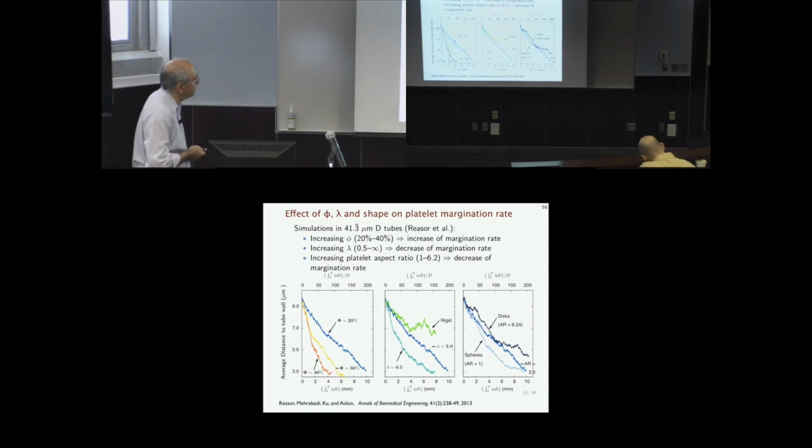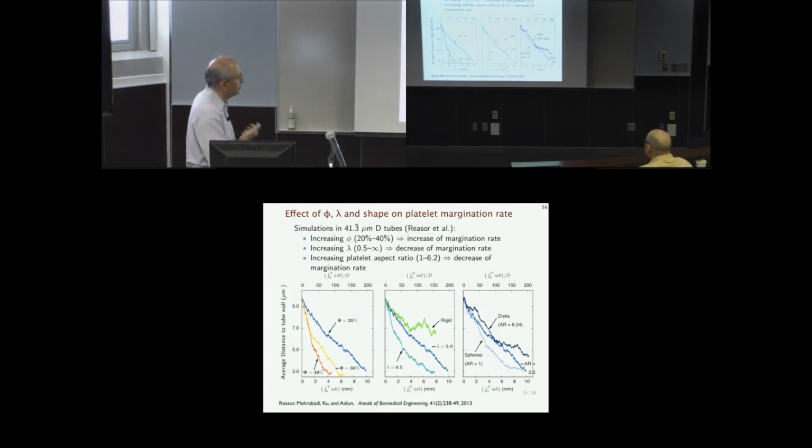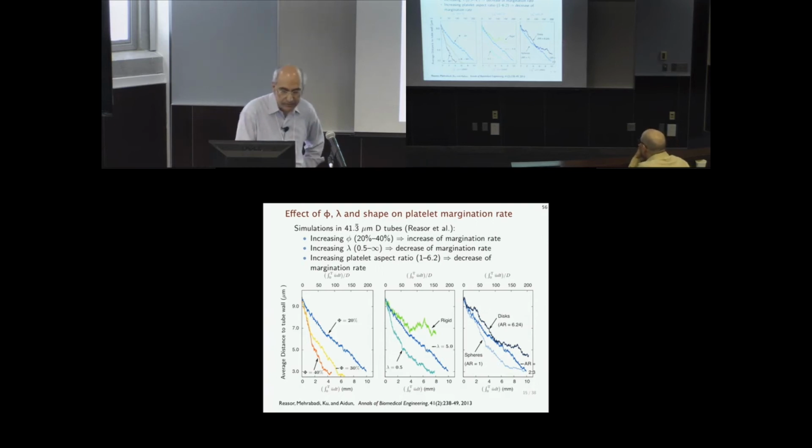So, okay, now if we look at the effect of different parameters on margination. As we increase the hematocrit from 20% to 40%, the margination rate increases. Lambda is the ratio of the viscosity of hemoglobin to the liquid outside. And if we go from 0.5 to 5, which is the actual physiological ratio, and much higher, we see that the rate of margination decreases, and this is the effect of the aspect ratio.